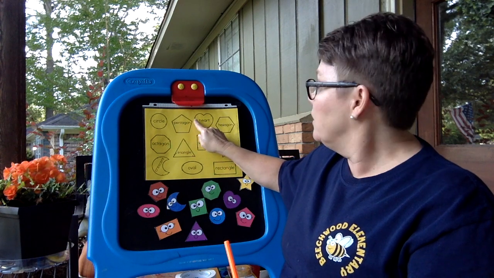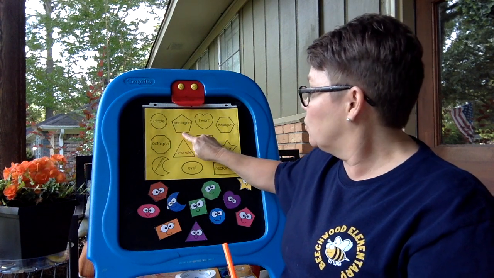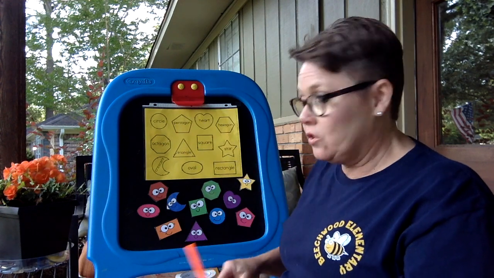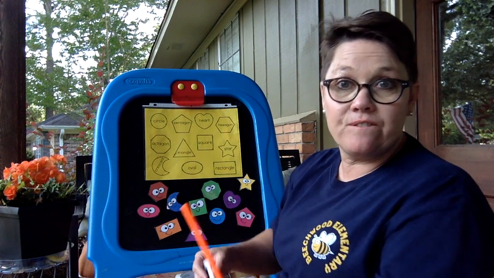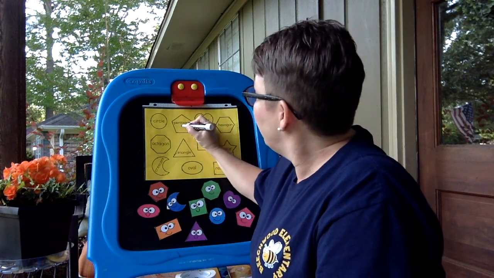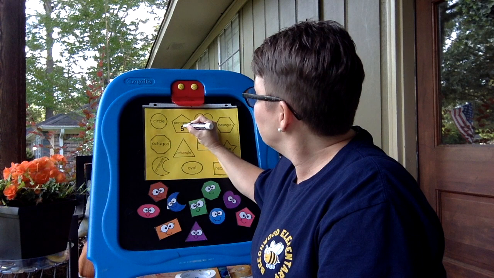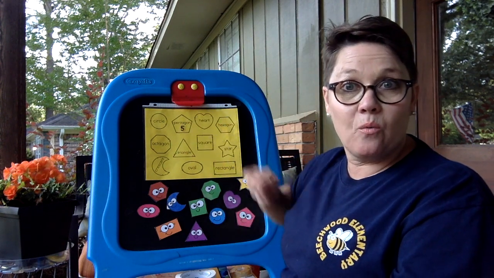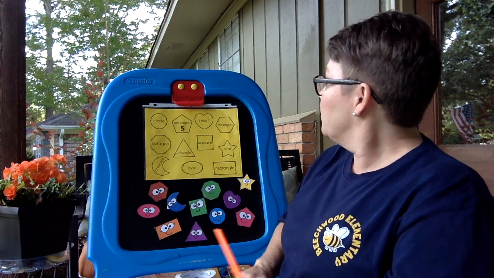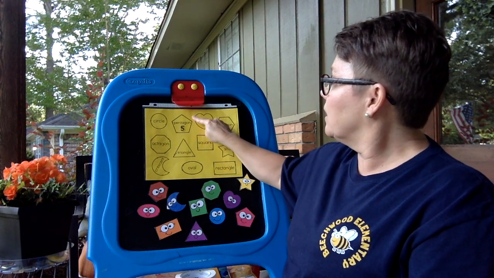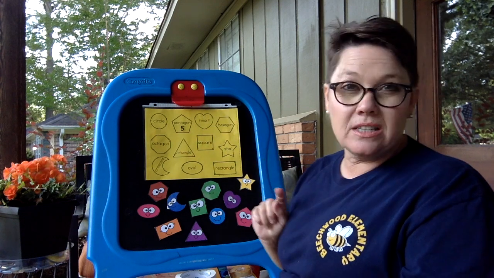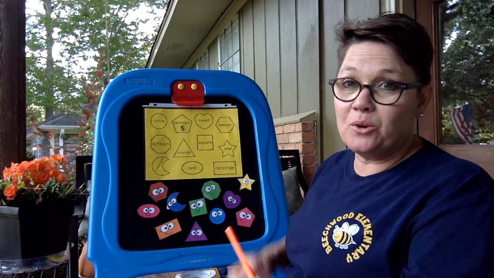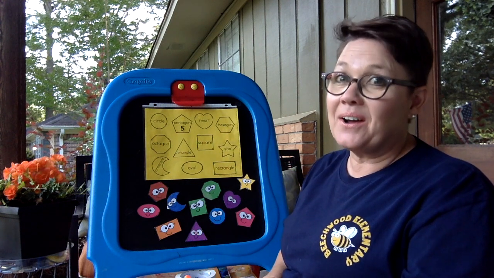One, two, three, four, five. So the pentagon has five sides, and I'm going to write a five right on the inside because the pentagon has five sides. Wow. Okay. The heart is also one continuous line, so it doesn't really have sides, but the hexagon does. Are you ready to count the sides? Let's do it. Ready?